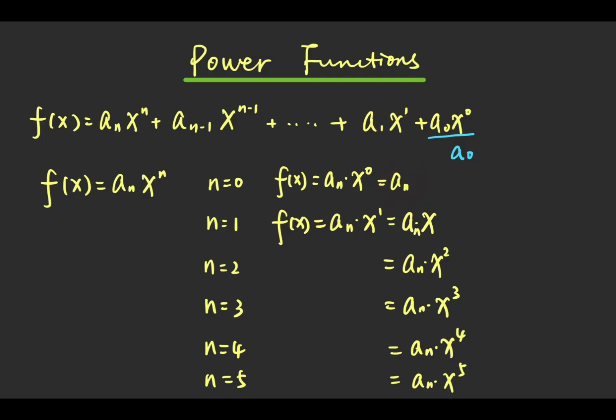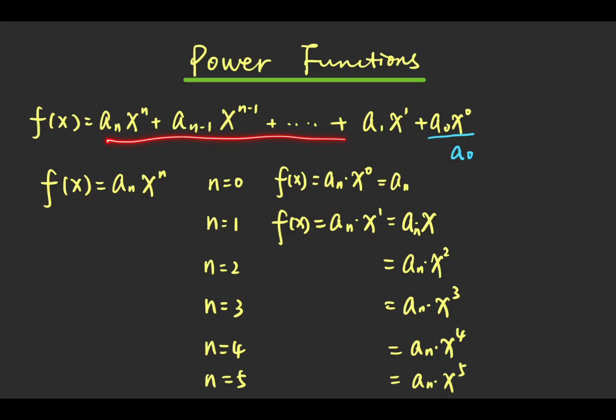Alright? For this one, you know, this is a constant. Alright? This is a constant. If n equals 1, this is the expression. Obviously, it is a linear function. For this one, it is a quadratic function. This one, it is a cubic function. This one, we can name it quartic function. This one, quintic function. Alright?